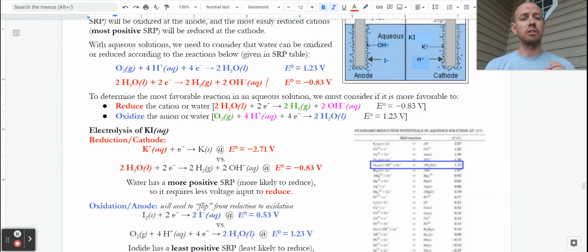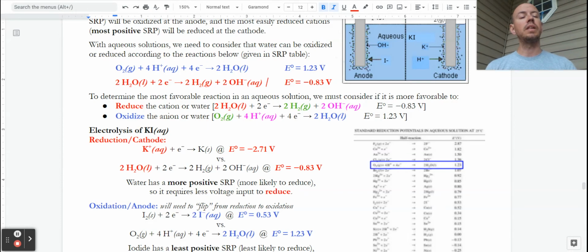But if I had pure water and I put voltage into it, the water could be oxidized to make oxygen gas and hydrogen ion, and the water could be reduced to make hydrogen gas and the hydroxide ion. So we have two possible reactions of how we can involve water in a redox reaction.